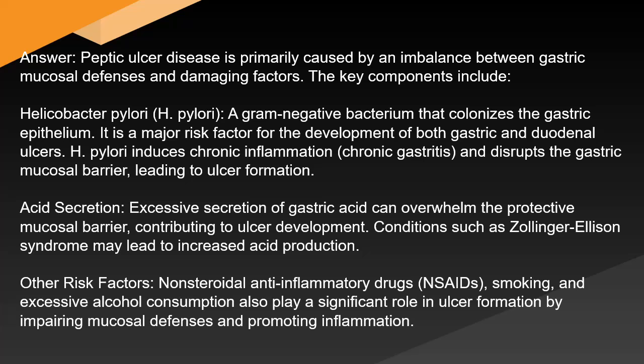Acid secretion: excessive secretion of gastric acid can overwhelm the protective mucosal barrier, contributing to ulcer development. Conditions such as Zollinger-Ellison syndrome may lead to increased acid production. Other risk factors: non-steroidal anti-inflammatory drugs, NSAIDs, smoking, and excessive alcohol consumption also play a significant role in ulcer formation by impairing mucosal defenses and promoting inflammation.